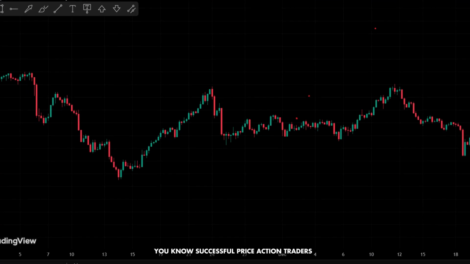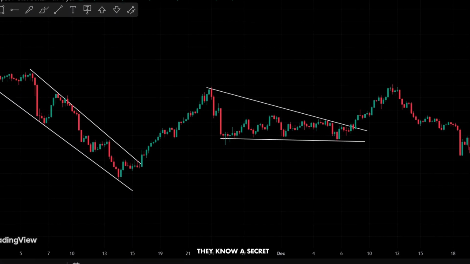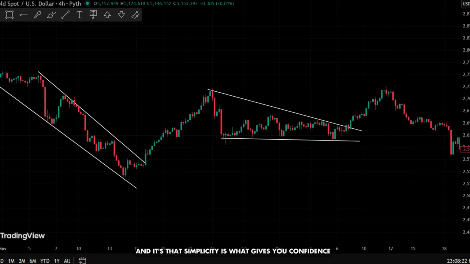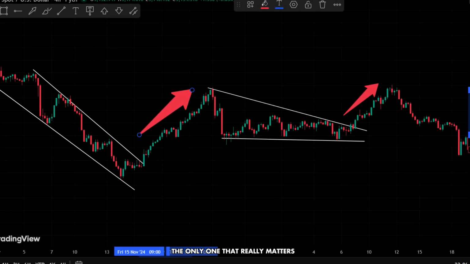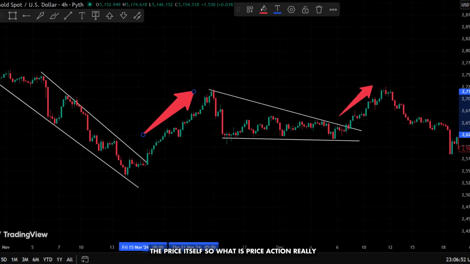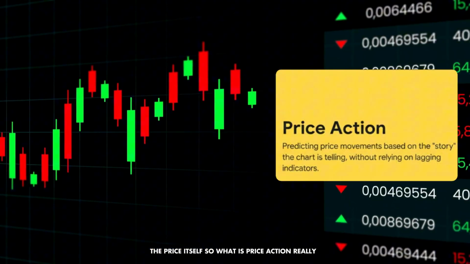Alright, first things first, let's simplify your trading. You know, successful price action traders, they know a secret, and it's that simplicity is what gives you confidence. They don't need a million indicators on their screen because they've learned how to read the only one that really matters, the price itself.